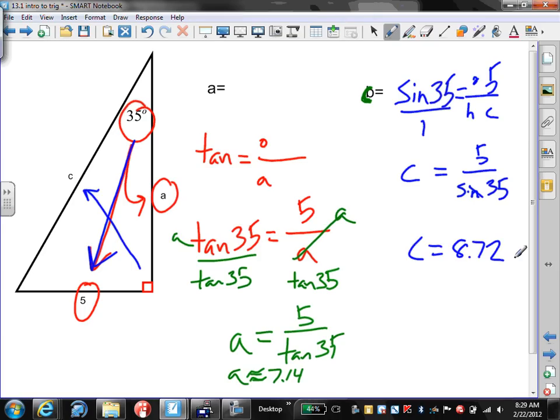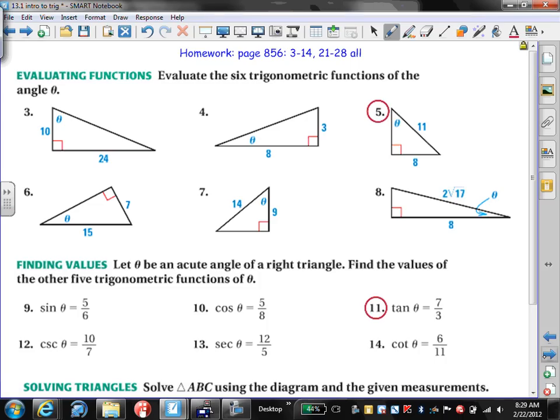8.72. Notice this is the hypotenuse, so this should be the biggest side, which makes sense. A should be smaller than 8.72, because the hypotenuse is always the biggest. So that's how we use trig to solve for sides. That's really about it.